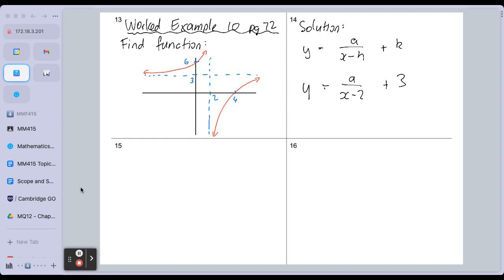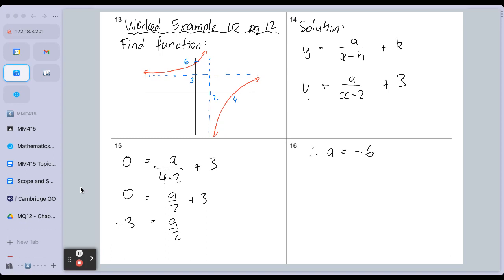So remember, (4, 0) means that y is 0. So we've got 0 equals a over 4 minus 2, plus 3. Genuinely, I would do this bit in my head. I'm just spelling it out for you guys so that when you look at your notes, you can go, oh, is that what he did? Keep on going. So that's a on 2 plus 3 is equal to 0. Subtract 3 from both sides. So you get negative 3 equals a on 2. And therefore, a is equal to negative 6.